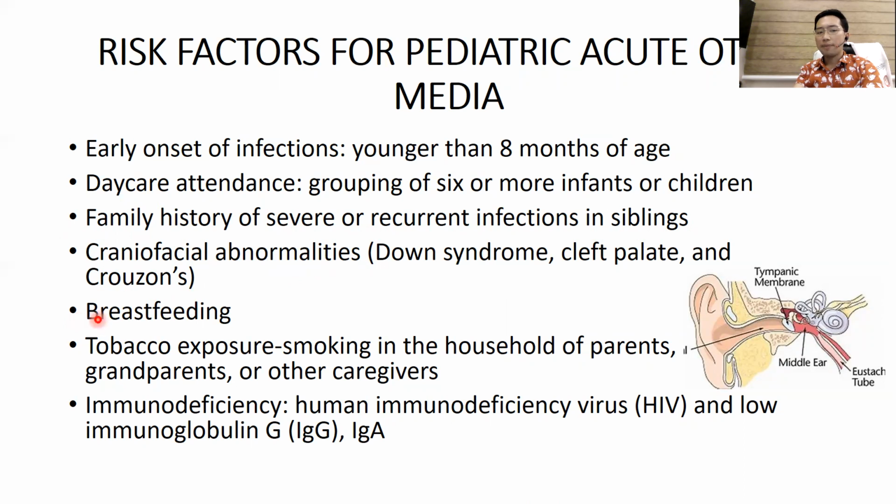Next is breastfeeding, because this is where infants get immunoglobulins, especially IgA antibodies. Tobacco exposure, smoking in the household by parents, grandparents, and other caregivers. The effect of tobacco exposure is that it impairs the ciliary movement of the respiratory tract. And next is immunodeficiency.